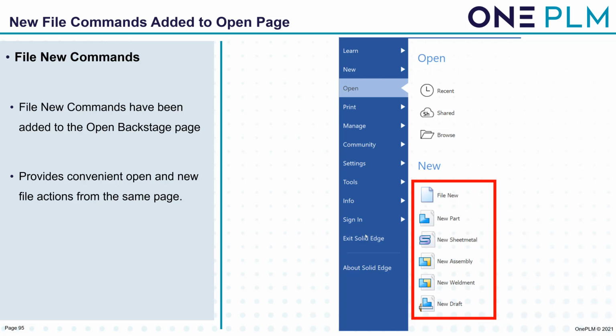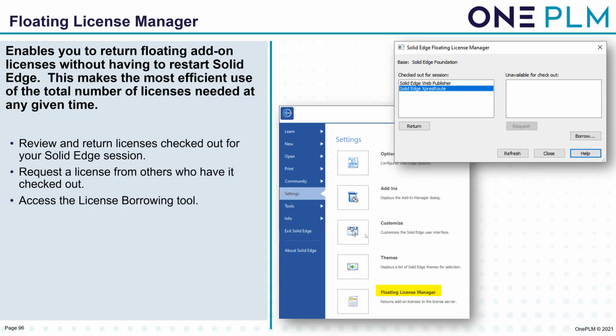New file commands open to the open page. So under where we had recent, shared and browse in 2021, or I think it's just recent and browse in 2020, we've got these new options. So we can choose these very quickly. It doesn't replace using the standard open or new, which will take us to the normal dialog box, or Control N or Control O, etc.